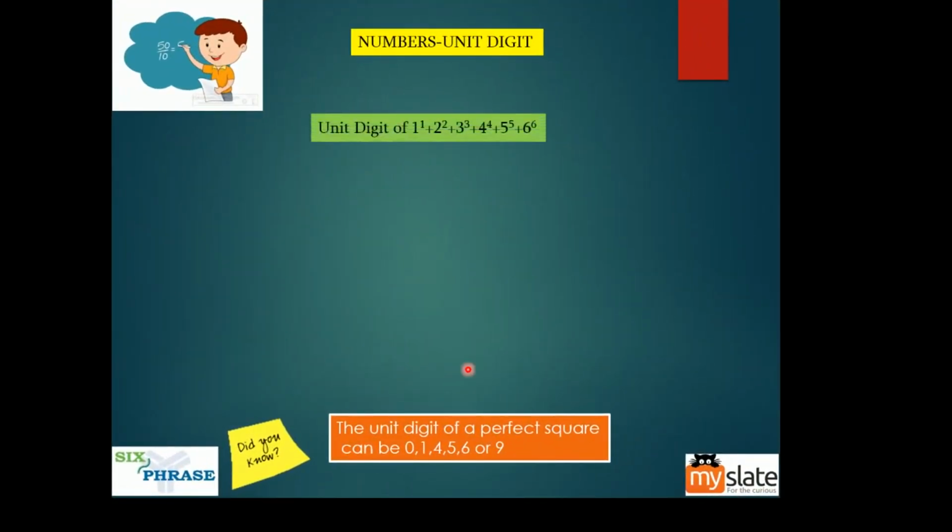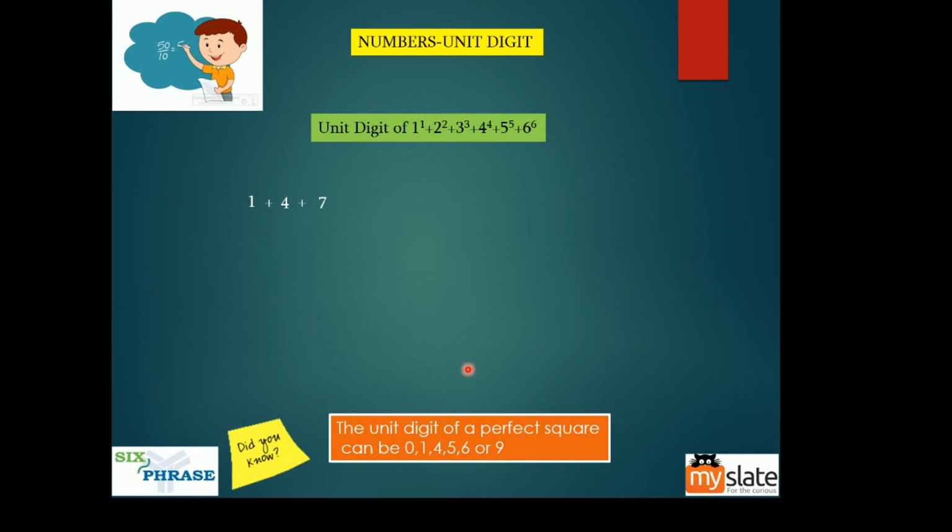Unit digit of 1 power 1 plus 2 square plus 3 cube plus 4 power 4 plus 5 power 5 plus 6 power 6. Now 1 power 1, what is the unit digit? 1, right? 2 square, what is the unit digit? You know it is 4 because 2, 4, 8, 6 is the cyclicity. 3 cube, you know it is 7 because 3, 9, 7, 1 is the unit digit cycle.